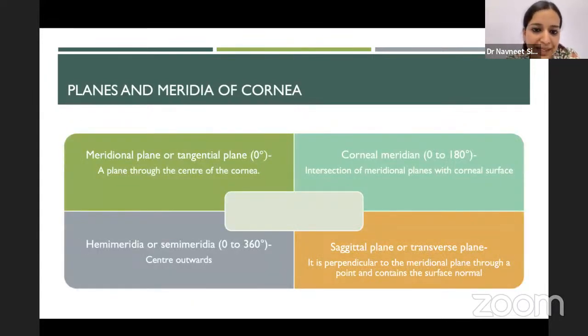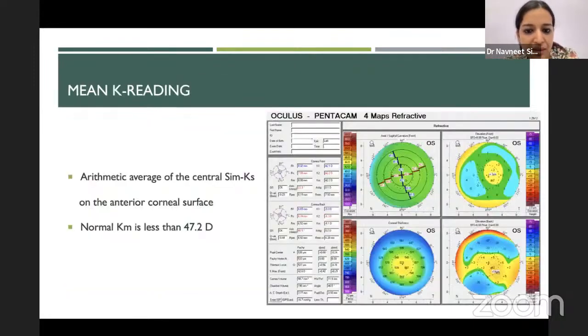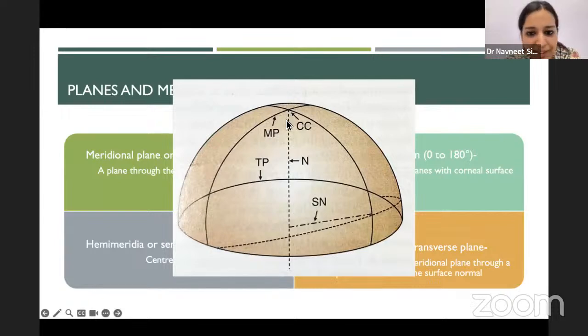And now coming to the planes and meridians of the cornea. We have a meridional plane or tangential plane, which passes through the center of the cornea. A corneal meridian, which is around 0 to 180 degrees, is the intersection of the meridional planes. A hemimeridian or semimeridian is a meridian which passes from the center outwards, and the sagittal plane is perpendicular to the meridional plane through a point and contains the surface normal, as you can understand in this diagram. So the central is the normal. So, next slide, please.